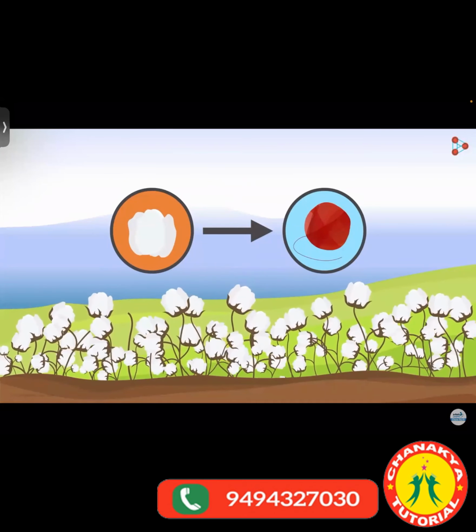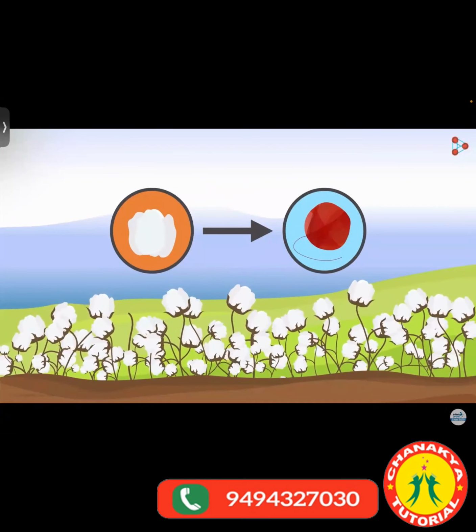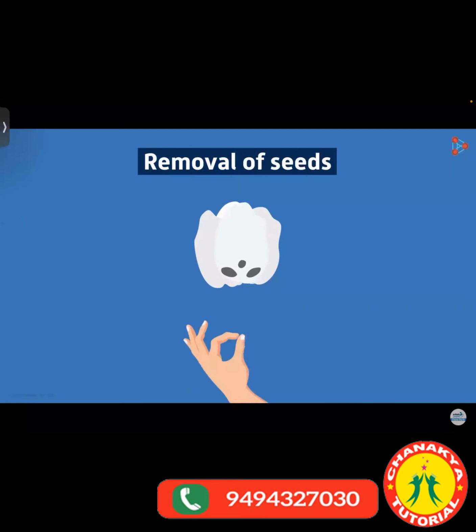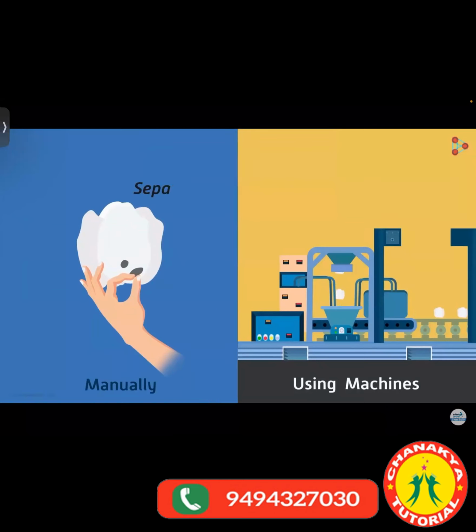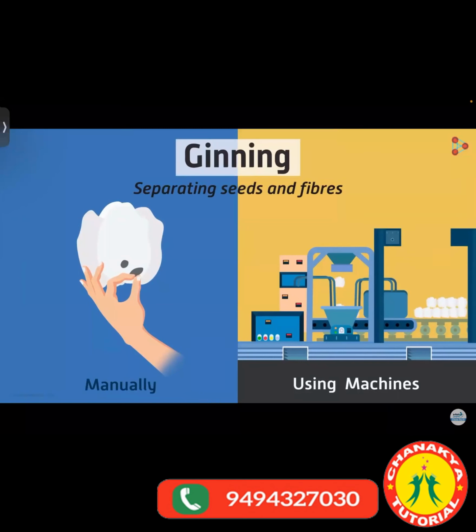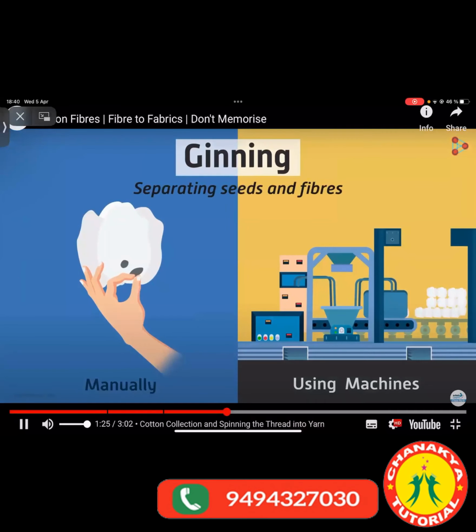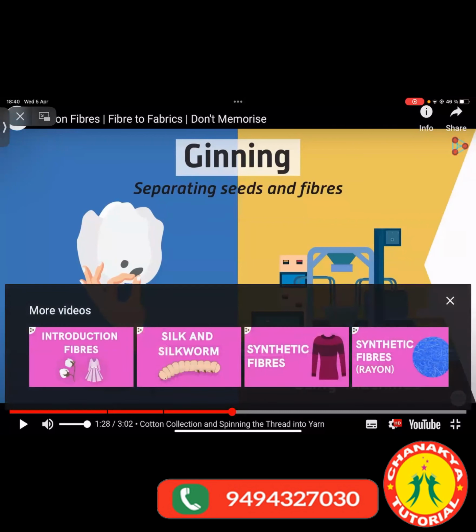But wait, don't you think we need to separate the seeds and the soft, fluffy part first? Well, that can be carried out either manually or these days mostly with the use of machines. The process of separating the seeds and the fibers is called ginning. Once ginning is successfully carried out, the fibers are taken for the next step, in order to get the cotton converted into yarn. All right.